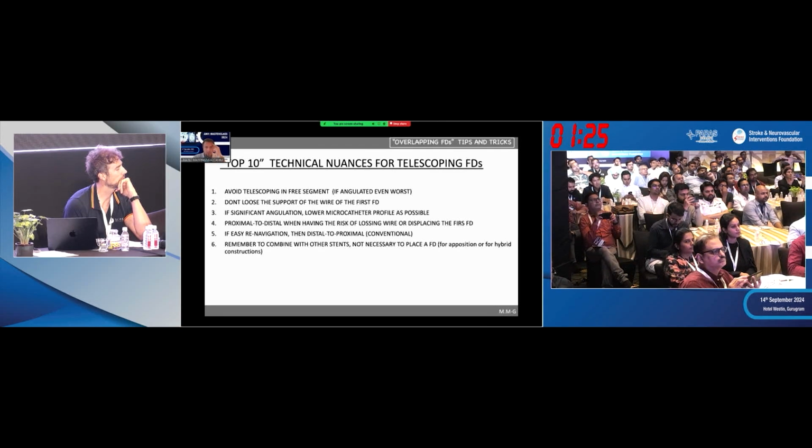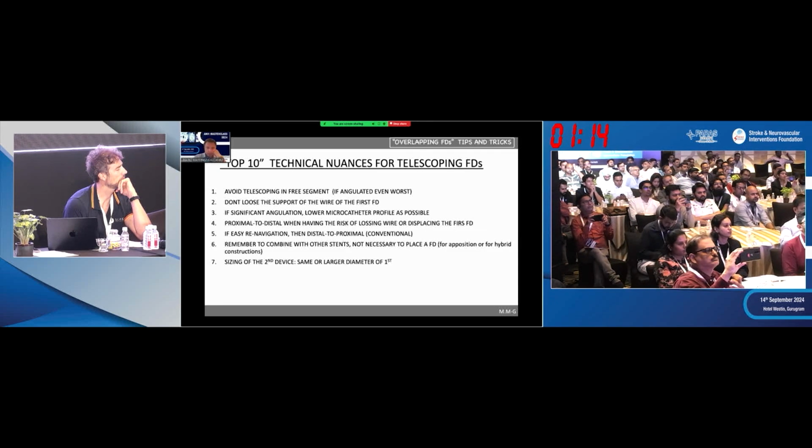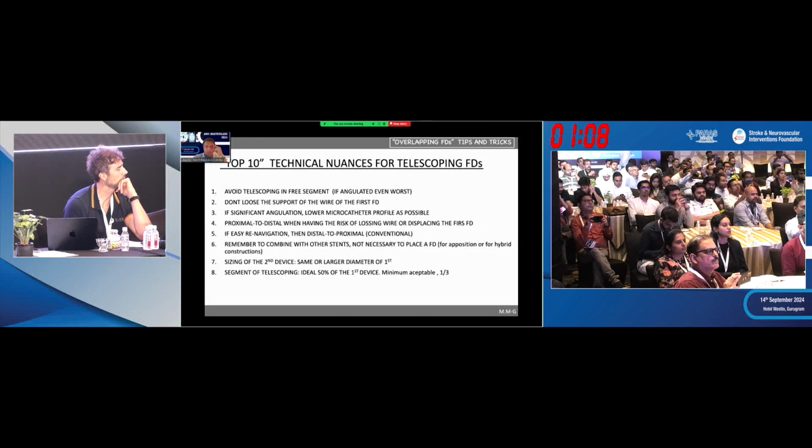Remember, combined with other stents, it's not necessary to place another flow diverter, for different reasons. So you have other possibilities, like placing a laser cut stent for giving stability or whatever. Regarding the sizing of the second device, remember again, same or larger than the first flow diverter to avoid problems. Ideal segment of telescoping: at least 50% of the device.